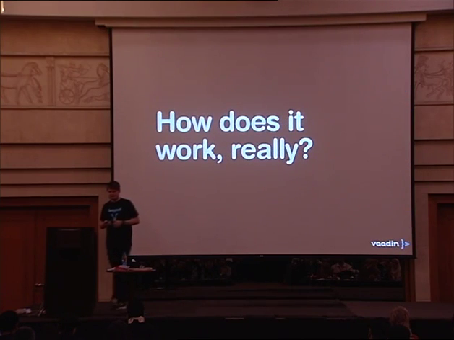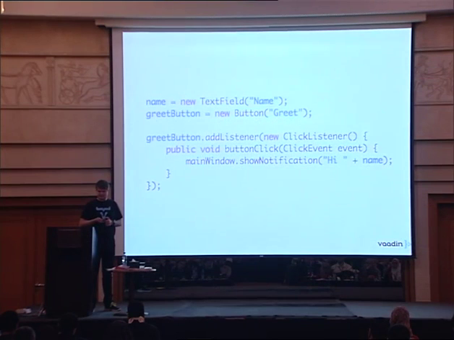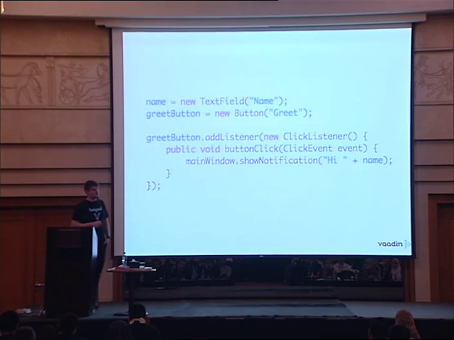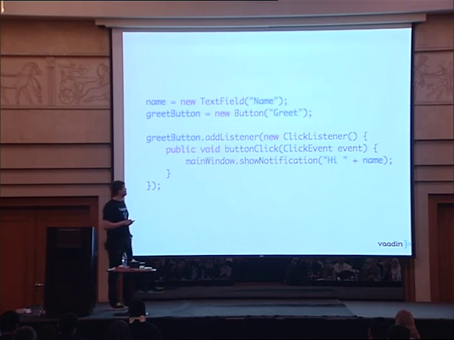So how does it actually work behind the scenes? What happened when we built that application? Let's build another one. This is a really simple one. One text field, one button, and one listener for the button. This gets called when the button is clicked. It shows a notification on screen and shows what we have written here in the text field.